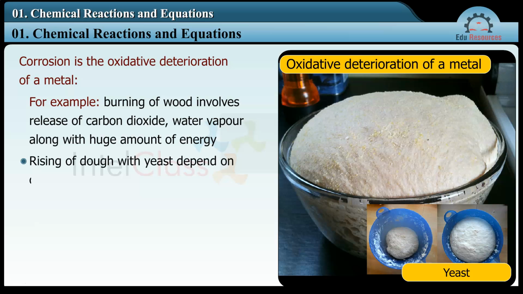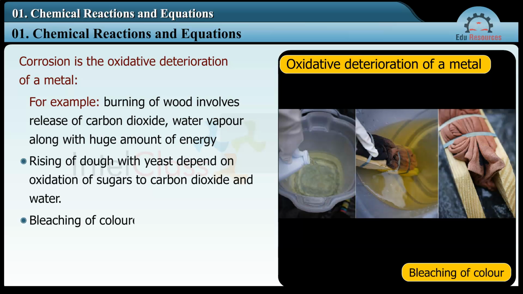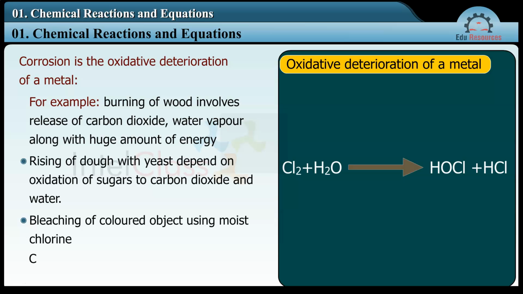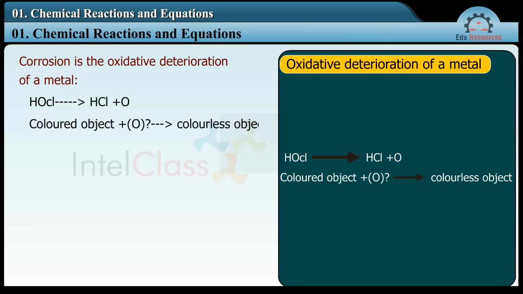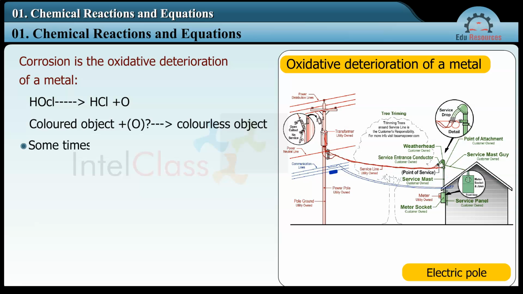Rising of dough with yeast depends on oxidation of sugar to carbon dioxide and water. Bleaching of colored objects using moist chlorine: Cl2 plus H2O gives rise to HOCl plus HCl. HOCl gives rise to HCl plus O. Colored object plus oxygen gives rise to colorless object.